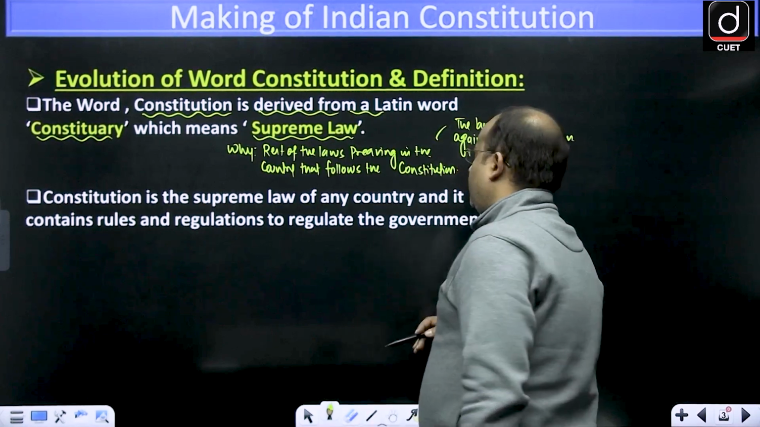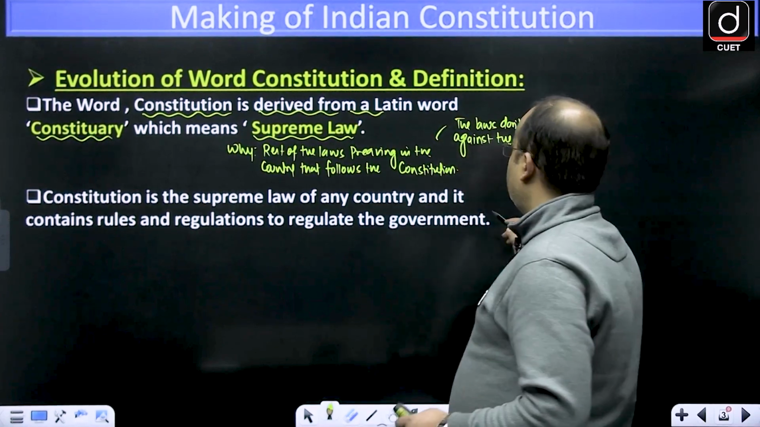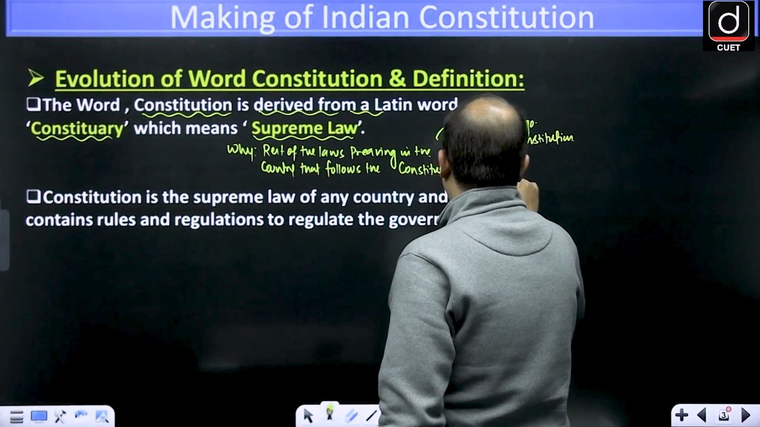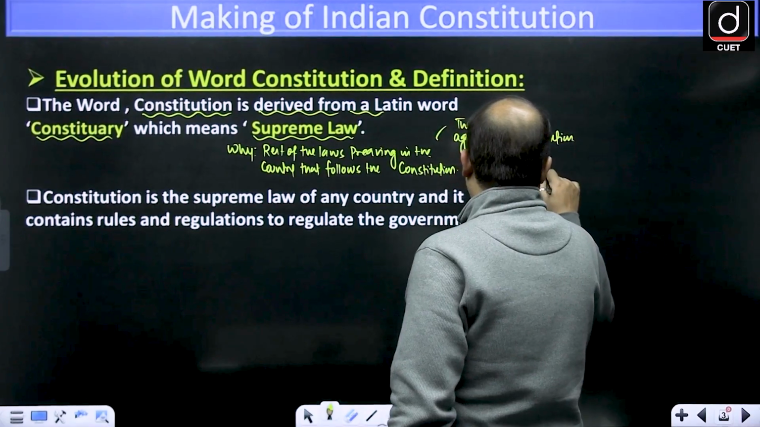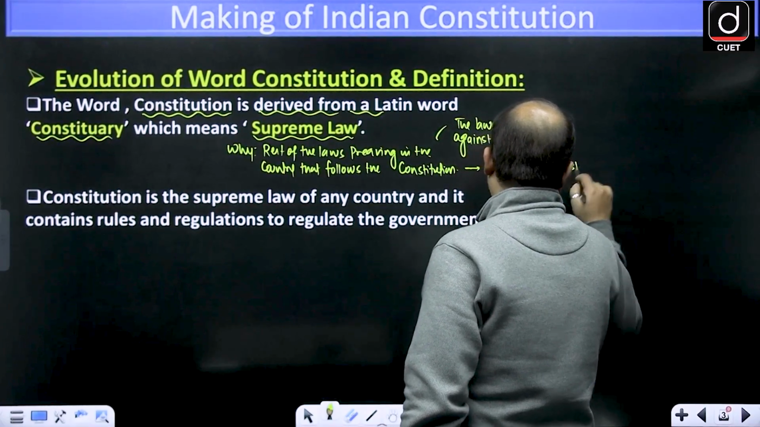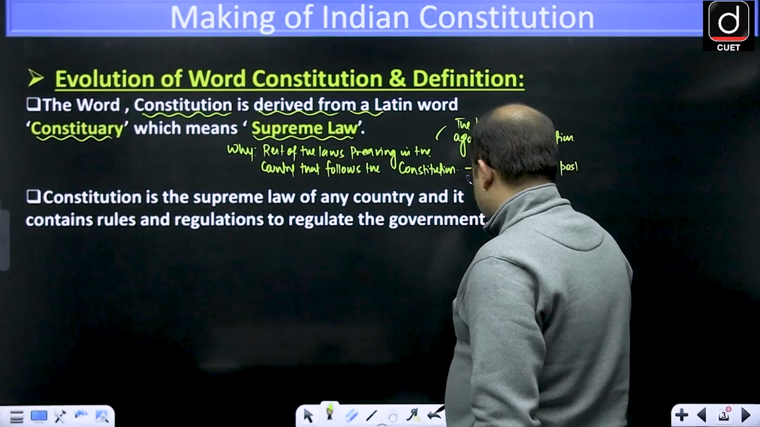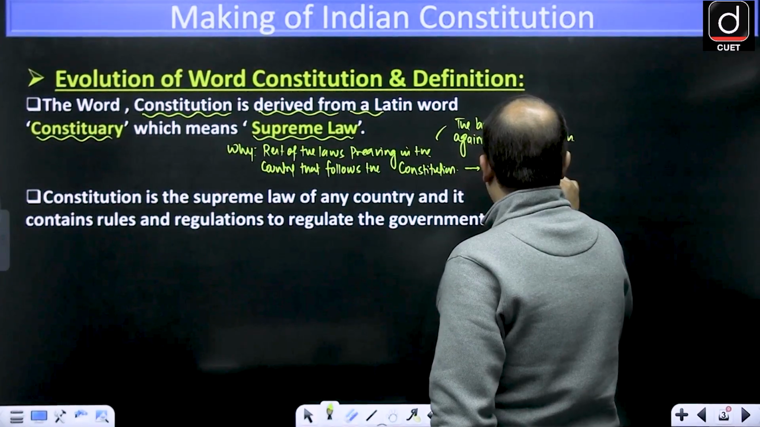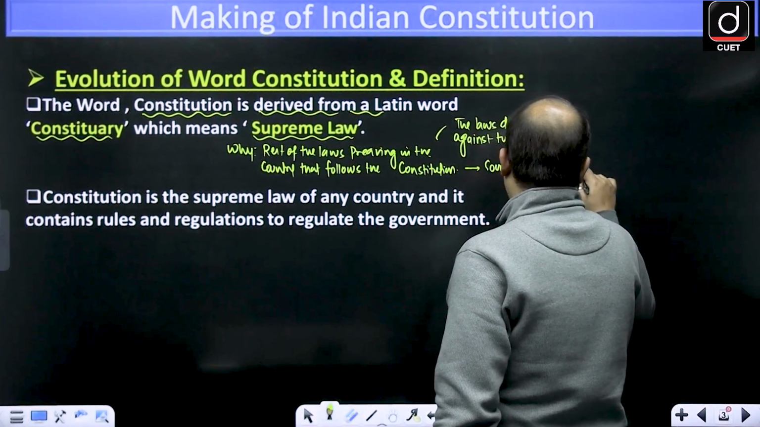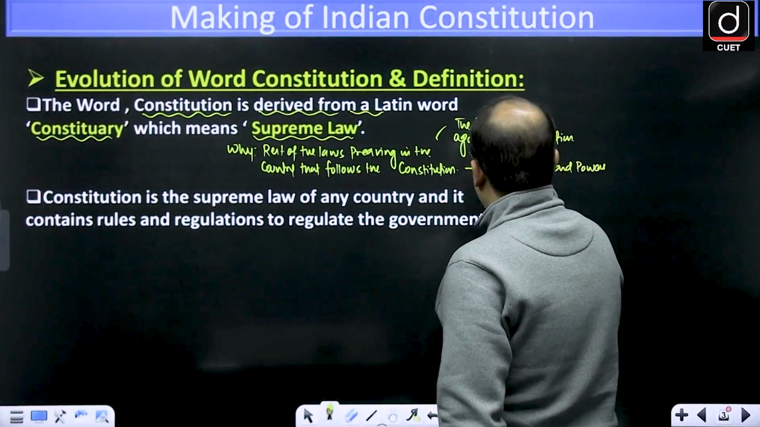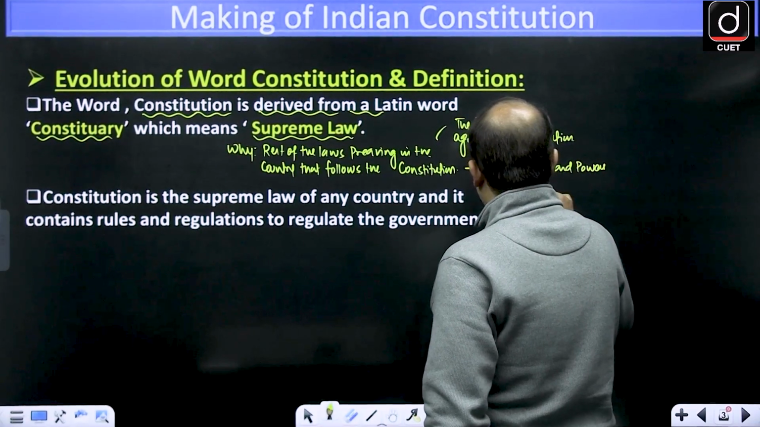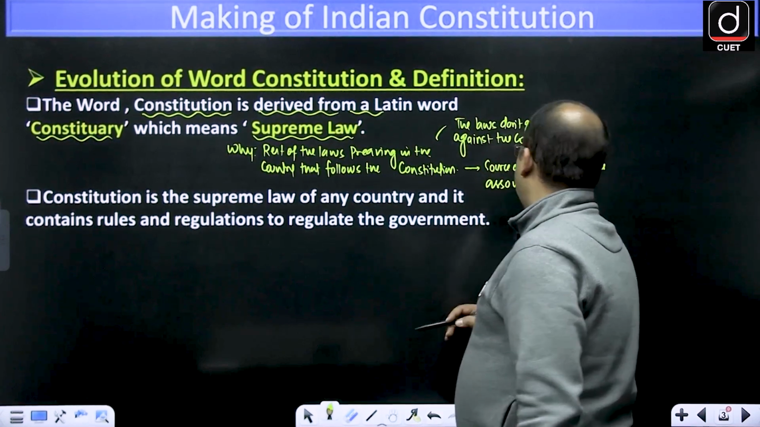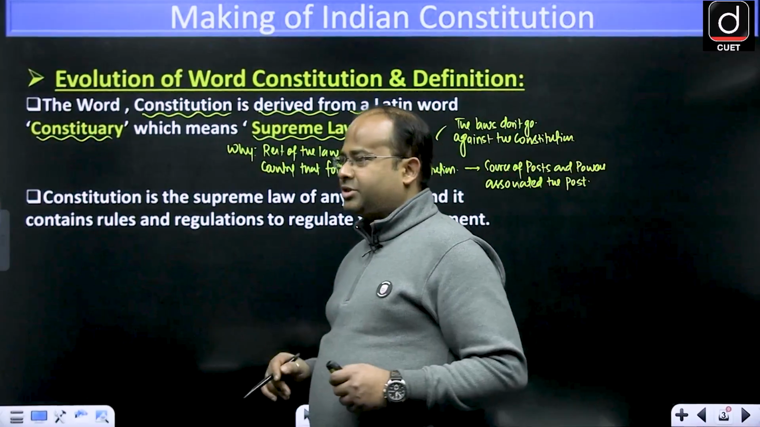Therefore it is the supreme law of the country, and it is the source of all the powers and positions of the country. It is the source of the posts and the powers associated with the post.